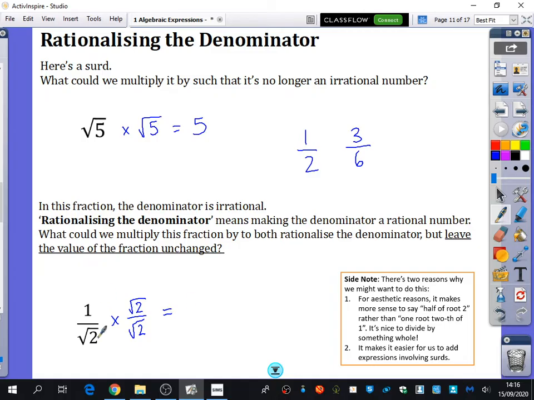So 1 divided by root 2, with fractions, you just multiply the top. So you get the square root of 2 over, what's root 2 times root 2? 2. We've got the square root of 2 divided by 2. It's a half of root 2.